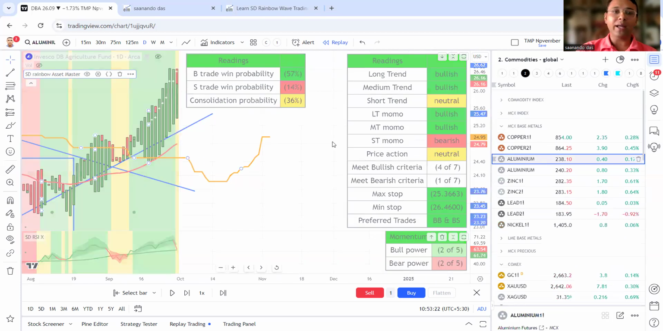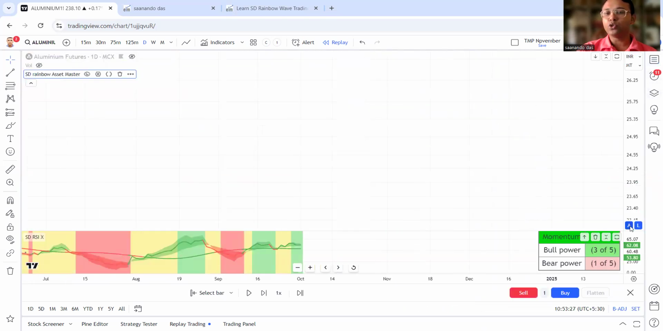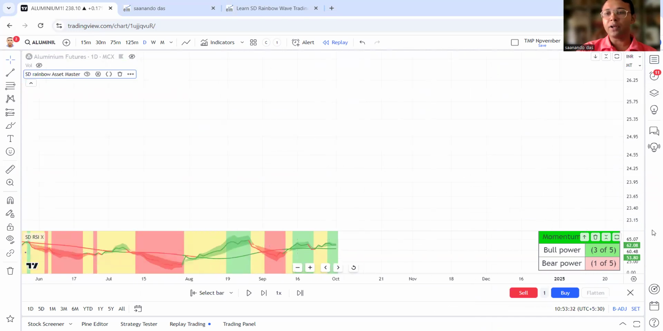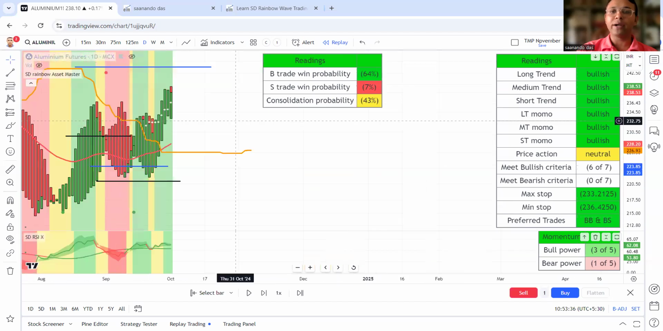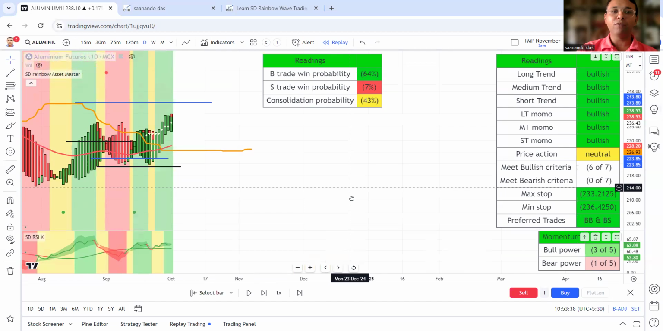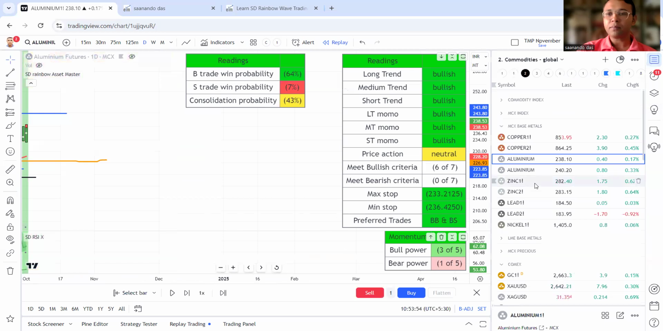Next, we take a look at aluminium. Aluminium is not as good as zinc. Its breakout attempt from the zone has failed several times. So unless you get a clear success, it's best to avoid aluminium. I remain in an avoidance mode in aluminium. This is the higher range and this is the lower range. Quite a big range, but nothing can be done at this point. We can't afford to lose money just trying to play the range. At least I'll not be doing that.